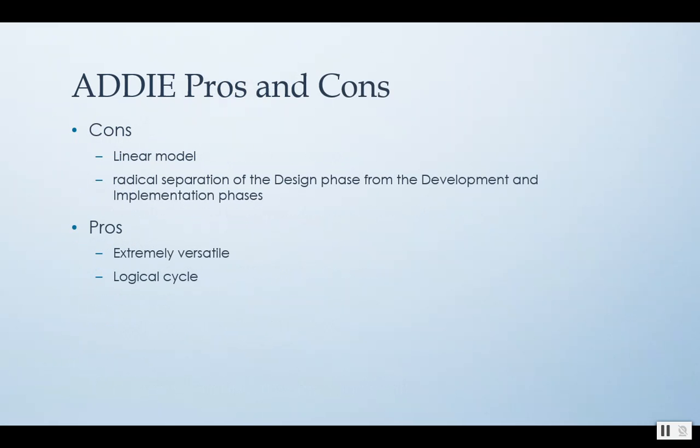One disadvantage of ADDIE is the linear sequence of the model. This may be restrictive when dealing with user-generated content or learning outcomes that do not have a predetermined end state. Recall my previous slide which discussed the phases. I stated that the development phase should not be confused with the design phase. I said this because there is a radical separation of the design phase from the development and implementation phases.